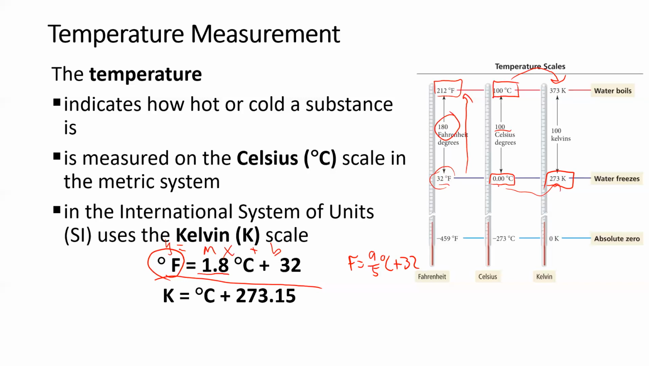So for Celsius, we start at 0 degrees Celsius. On the Kelvin scale, that's 273. It's not absolute 0. And that's why scientists use Kelvin, because it's considered the absolute temperature scale.